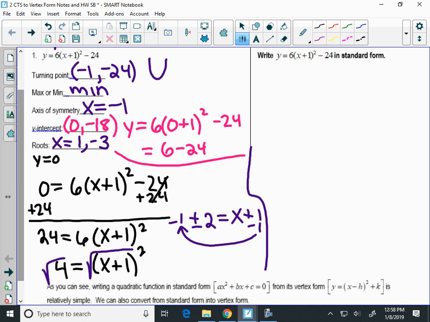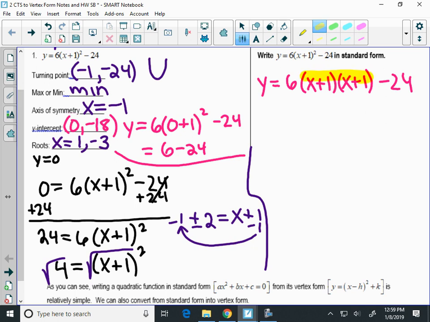What does it mean to take the quantity (x plus 1) squared? You have 2 of them multiplied together. So right now we have y equals 6 times (x plus 1) times (x plus 1) minus 24. That's where you have to start. You can't distribute the 6 or anything; you have to expand the square. Now, yes, you could distribute the 6 here, but my suggestion is that you start by dealing with what's in the parentheses. Just get rid of those first, and then we can distribute at the end.